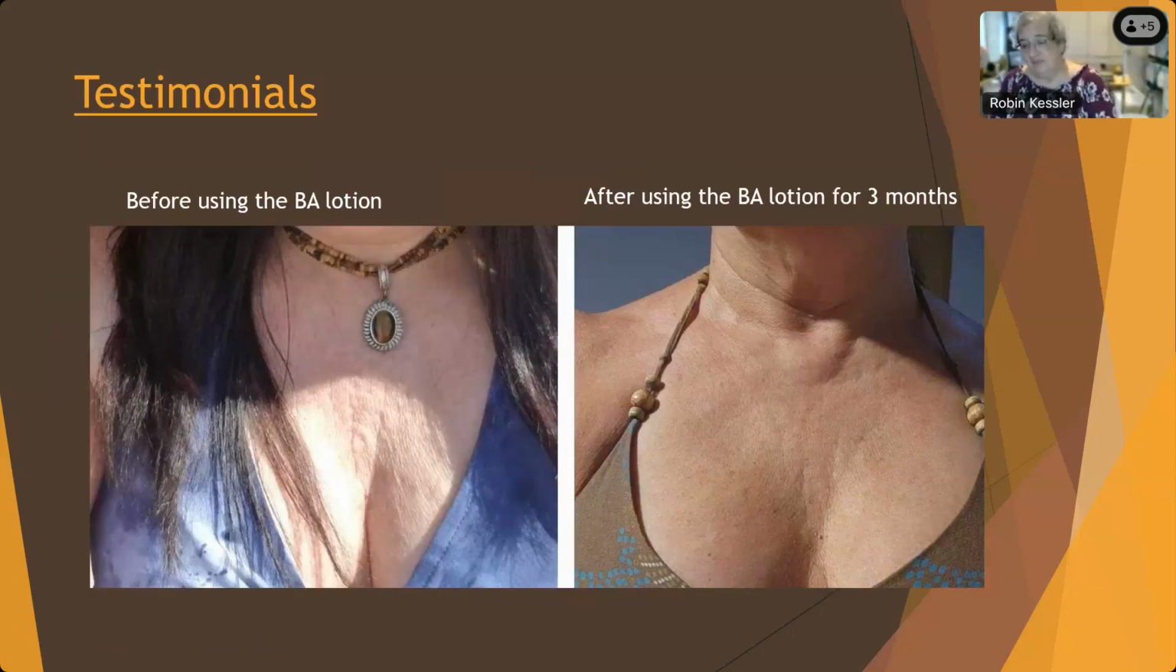These are some of the testimonials, and I'm going to read you some of them because they're too big to show. If you want some of the testimonials, you can email me and I'll email it to you. If you see in the first picture, she's got all these indentations and puffiness and wrinkles. I gave her the BA lotion and she used it for 3 months and you can see the difference. It was just totally amazing. I was in total shock when I saw this.